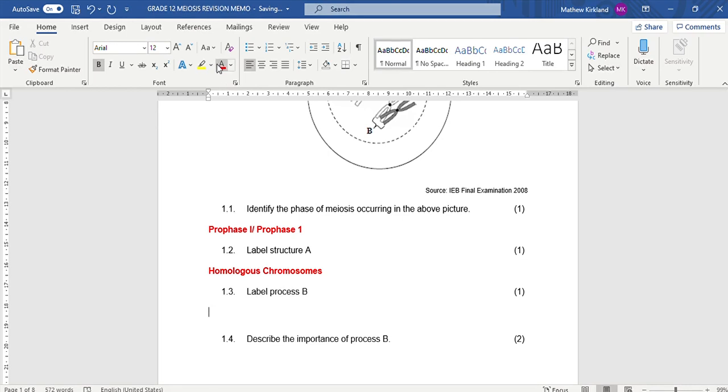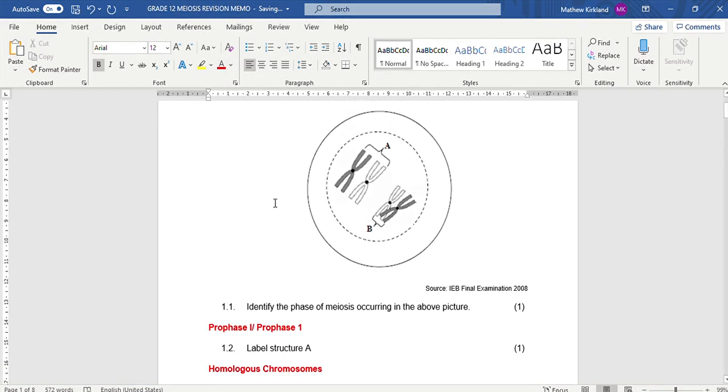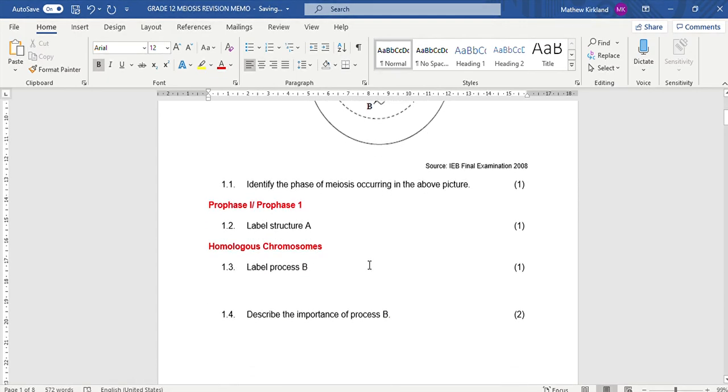Then I go to label process B. So again, I'm in prophase. There were a couple of things we needed to know that happen in prophase. But if I'm looking at B particularly, it's a process, not a structure, that I'm labeling. What is the process that's occurring there? And that is crossing over.